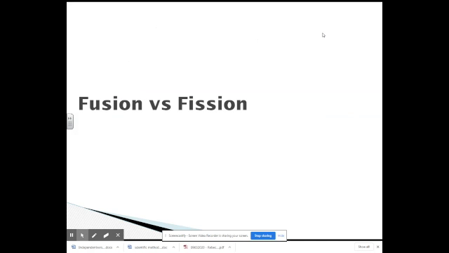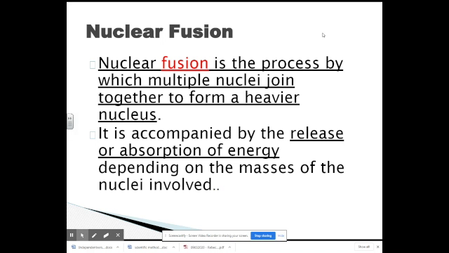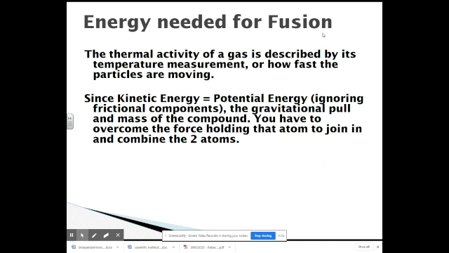And that brings us to fusion versus fission. Nuclear fusion is the process by which multiple nuclei join together to form a heavier nucleus. This is accompanied by a release or an absorption of energy depending on the masses of the nuclei involved. You need a lot of energy in order for this to happen. If you've ever taken physical science or physics, you may have heard of kinetic energy or potential energy. It's basically having to overcome that energy in order for this to happen.